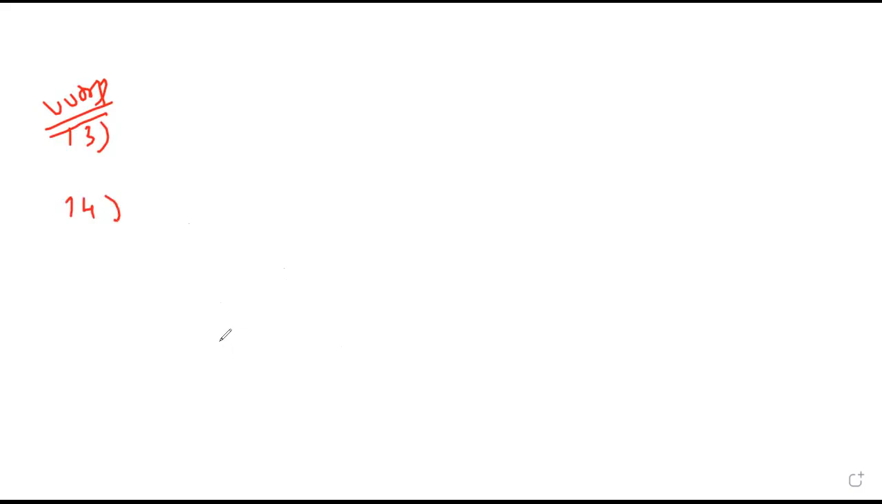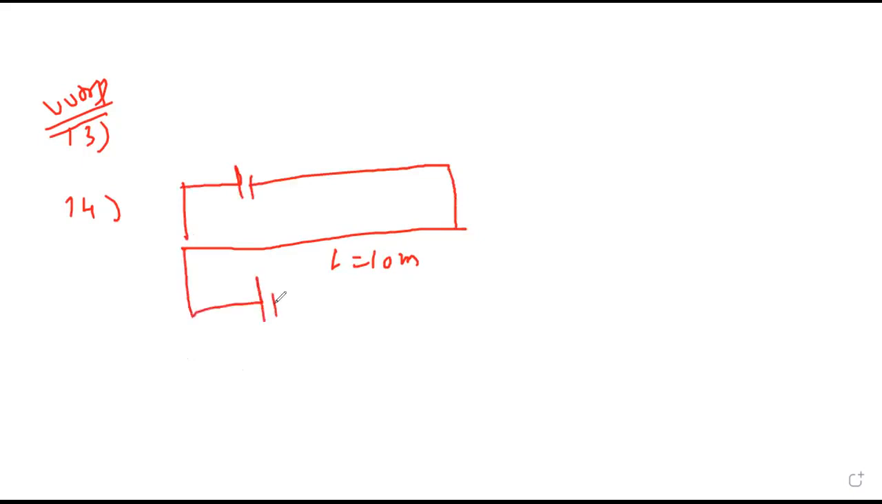A 10-meter long potentiometer wire. I'm just drawing a rough diagram. A 10-meter long potentiometer wire carries a steady current, means constant current. This is the potentiometer wire. Standard cell of EMF 1.0818 volt is balanced at length of 2.545 meter. What is potential gradient across the wire?